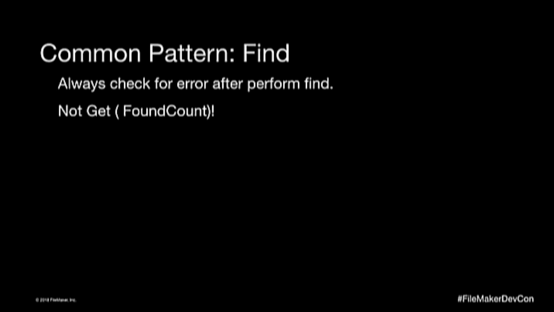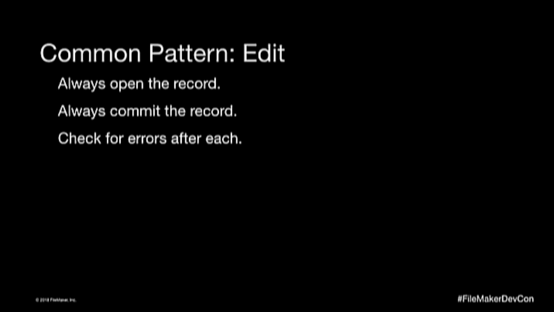Okay, so those were the common errors. Basically, when you're finding and editing records, make the open record and the commit record explicit. You want to always check for an error after a perform find. Don't check for a found count, because we just saw that having a found count doesn't mean you found the right records. Check for an error. When you edit, make sure you always open it and always commit it, and check for errors after each.